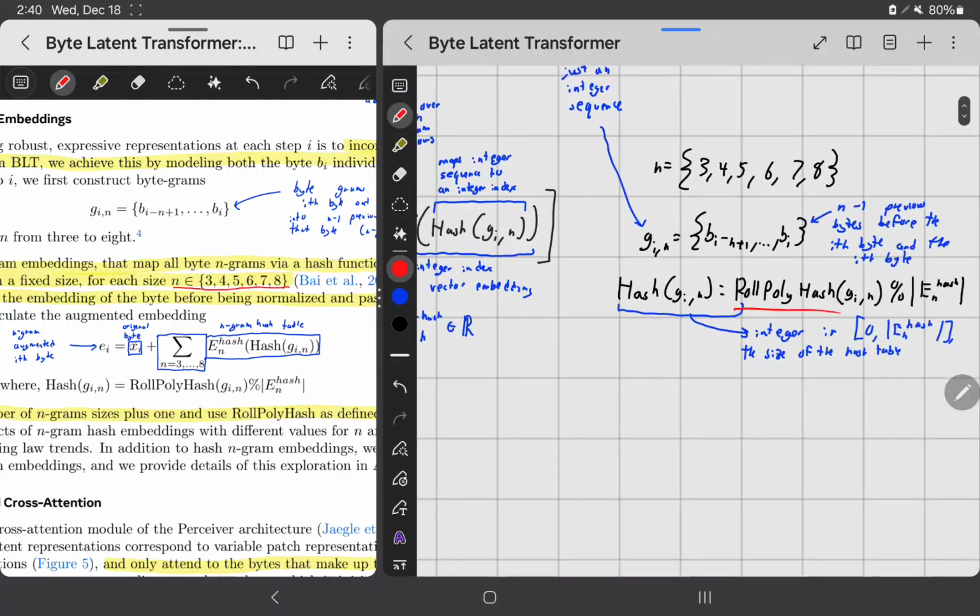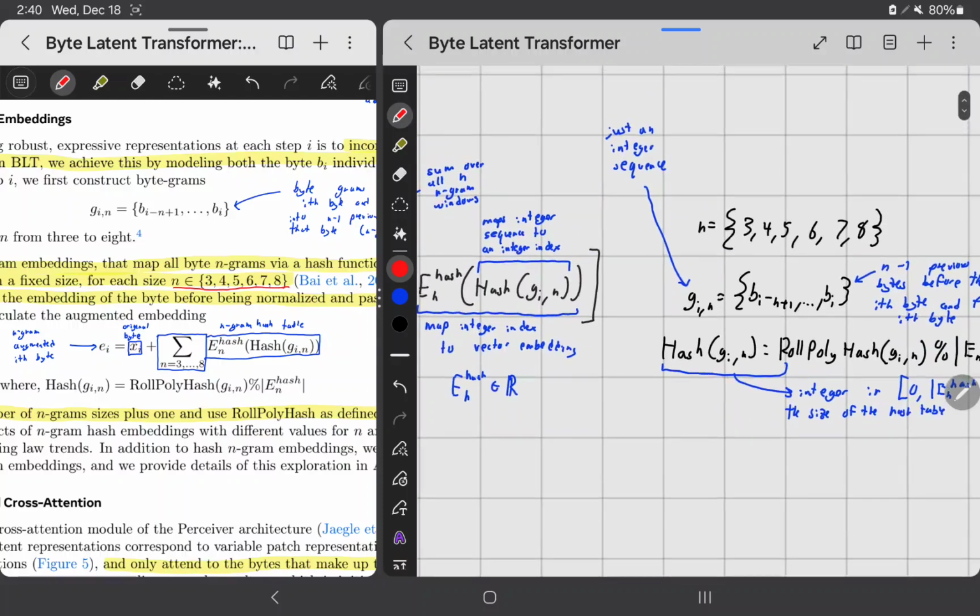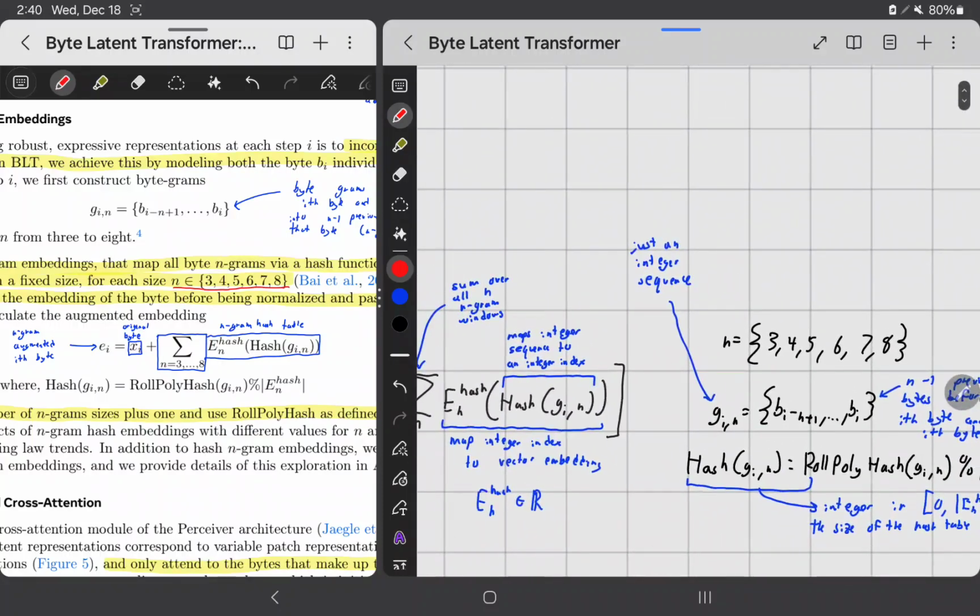They do that using this hash function here. It doesn't really matter. Basically, you take an n-gram, and you hash it, and then you feed this through a lookup table, and then you add that to your original embedding.